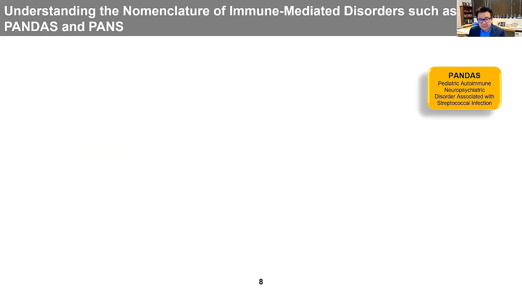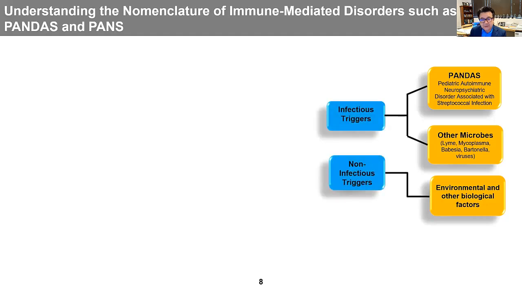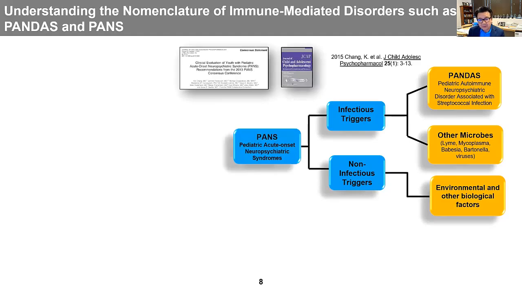Now, nomenclature can tend to be confusing. We mentioned what PANDAS is, but it's understood now that other microbes other than strep can trigger similar symptoms. And it's believed that environmental and other biological factors can do the same. So when you combine those two, you really don't have PANDAS, but you have what's now been named PANS, or pediatric acute onset neuropsychiatric syndrome. So Lyme, Babesia, Bartonella, Mycoplasma, and those infections would not be able to be labeled as a PANDAS diagnosis, but it would fall under PANS. And so this is where some of the confusion might come.